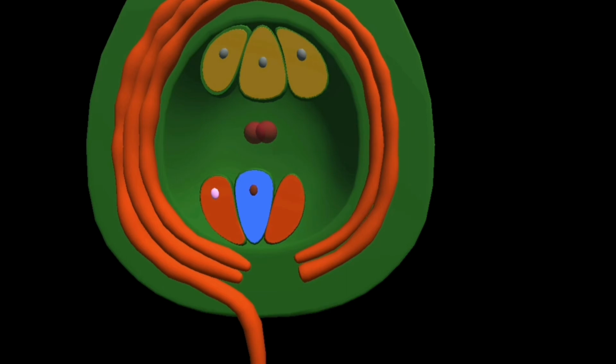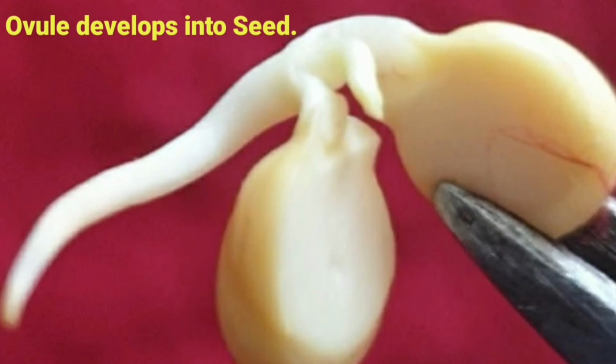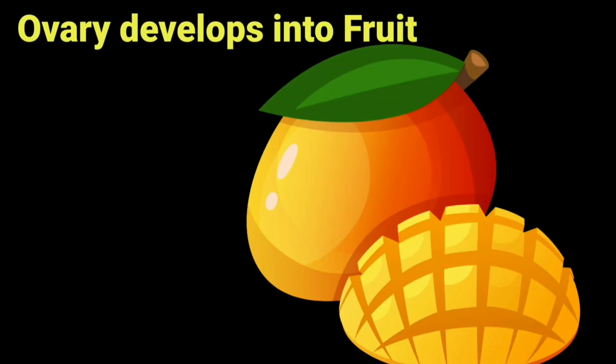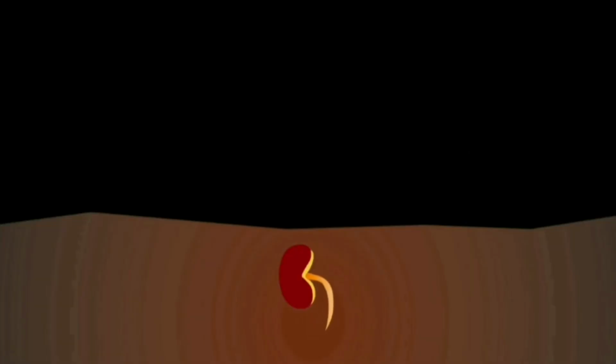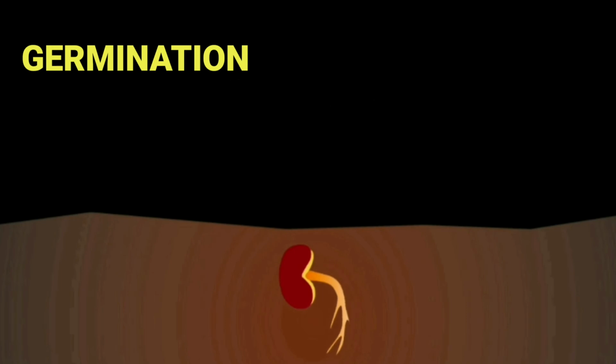The ovule develops into seed. Thus, embryo is present inside the seed. The ovary develops into a fruit. Seeds are thus present inside the fruit. The seed contains a dormant embryo. Germination is the formation of a seedling developed from the embryo.